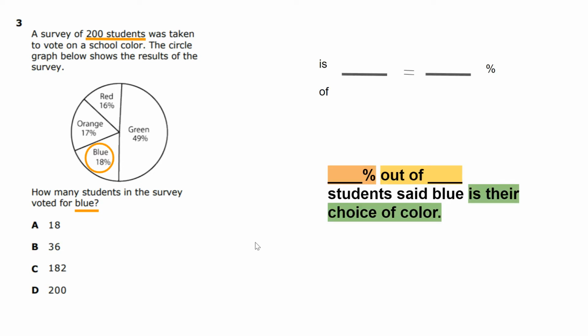Is over of equals percent over 100. This sentence stem will help you: blank percent out of blank students said that blue is their choice of color.